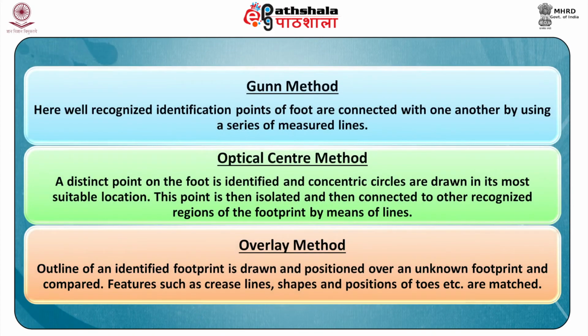First is the Gunn method. Here we recognize identification points of the foot and connect them with one another by using a series of measured lines. Next we have the optical center method. A distinct point on the foot is identified and concentric ridges are drawn in its most suitable location. This point is then isolated and connected to other recognized regions of the footprint by means of lines.